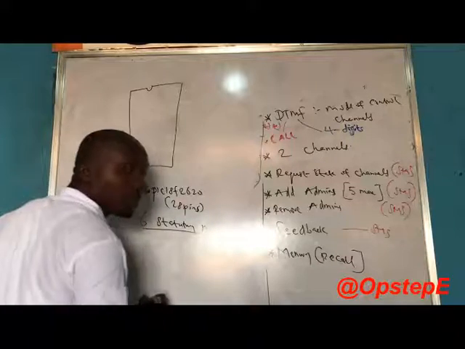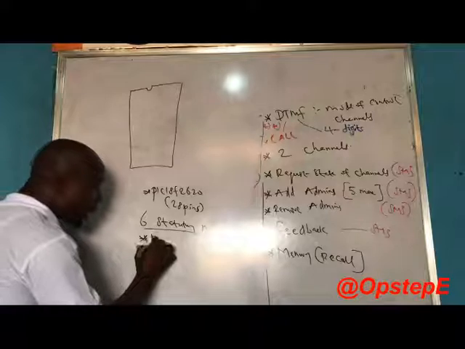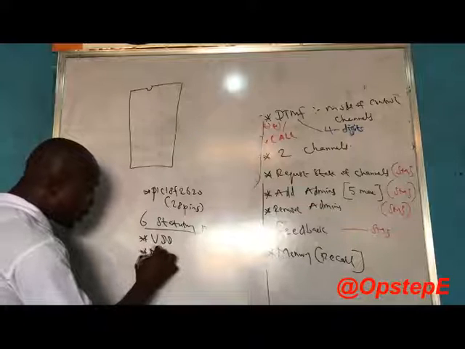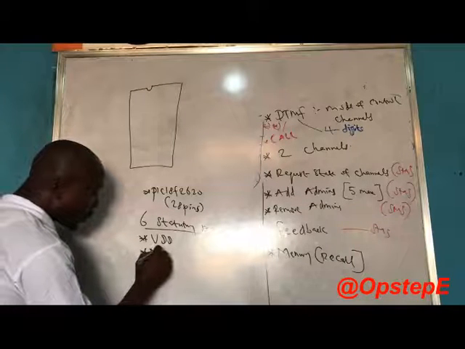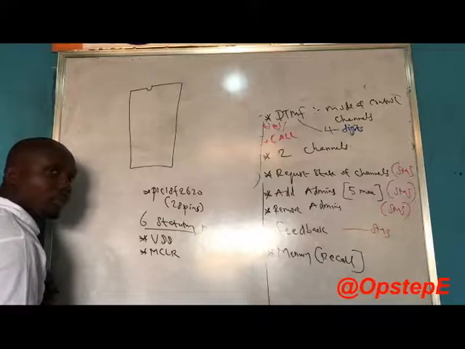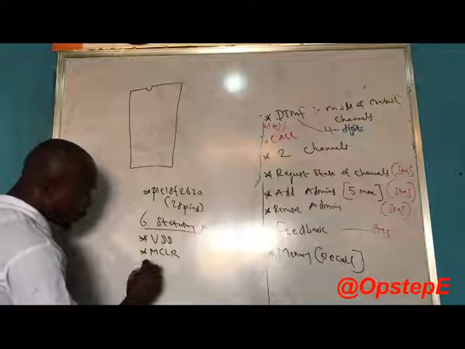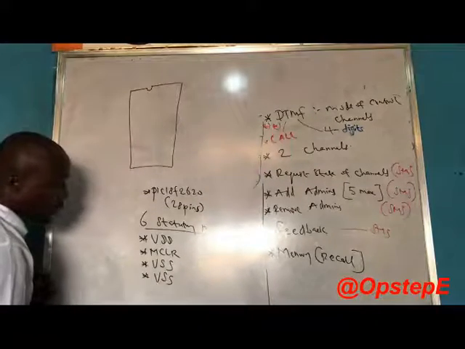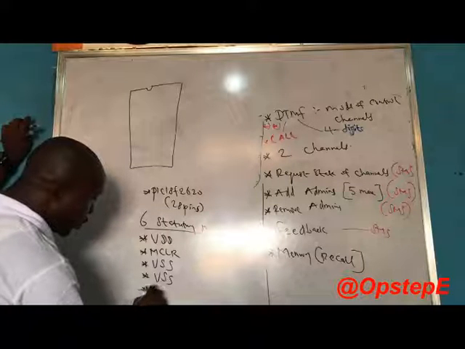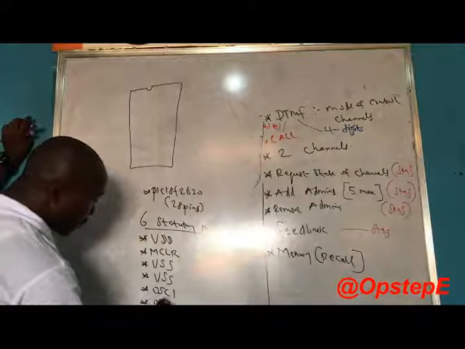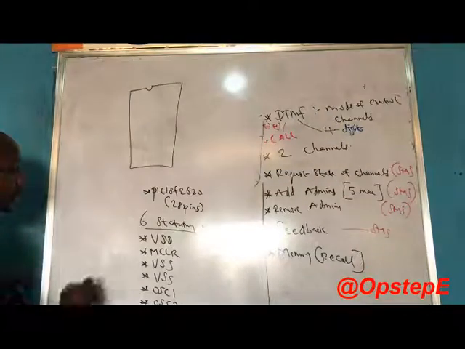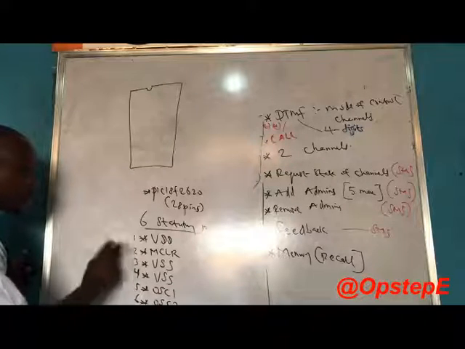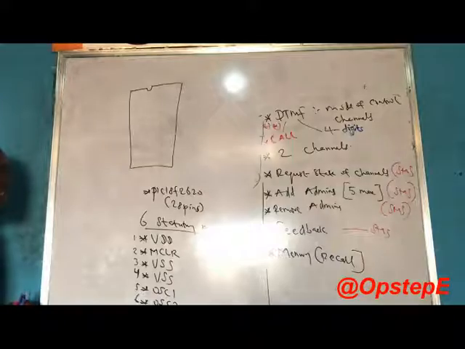Six pins. One of those pins is your VDD pin. Another one is your MCLR pin. Another one is your VSS pin. Interestingly, there are two VSS pins on this controller. Then you have OSC 1 and OSC 2. These are the six statutory pins on the mouse controller. Let me explain these statutory pins quickly.